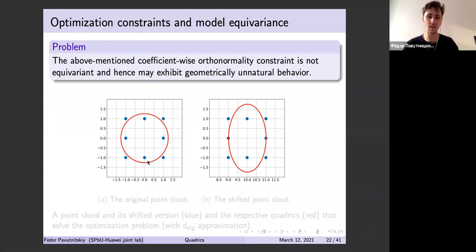So what does the orthonormality constraint mean here? We don't have a few quadrics, so we don't need to bother with orthogonality, but we want the norm of our quadric to be equal to 1. So in this case, only the norm condition is our optimization constraint. And it turns out that this condition doesn't hold if we shift our quadric.